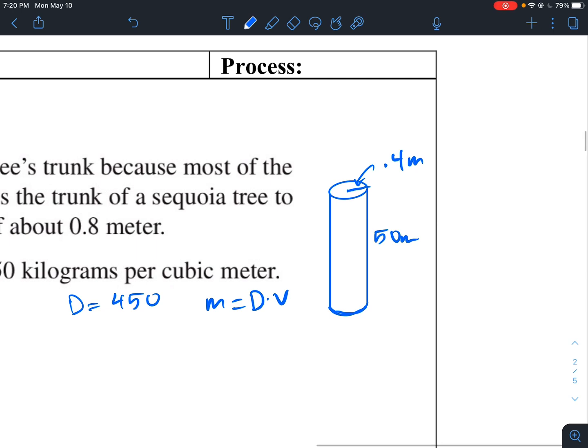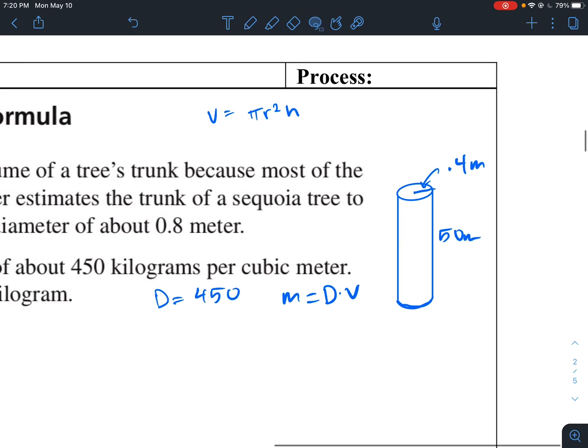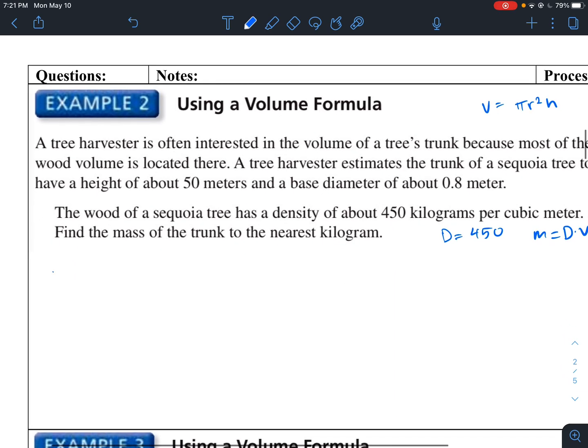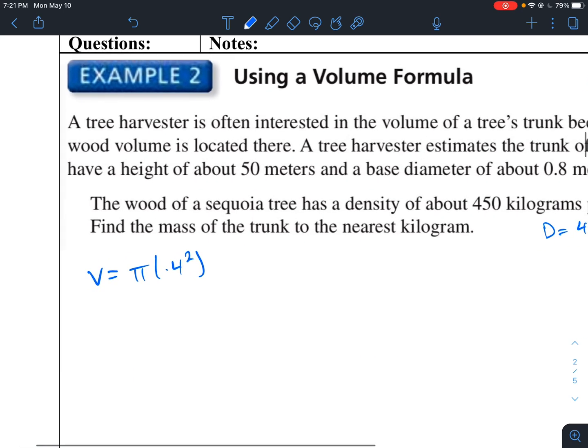So this is a cylindrical object. So the volume of a cylinder is pi r squared times the height. So in this case, it would be 50. So this is the volume of a cylinder. So find the volume of this right here. Volume is equal to pi times the radius, which was 0.4 squared, times the height of the cylinder, which is 50.